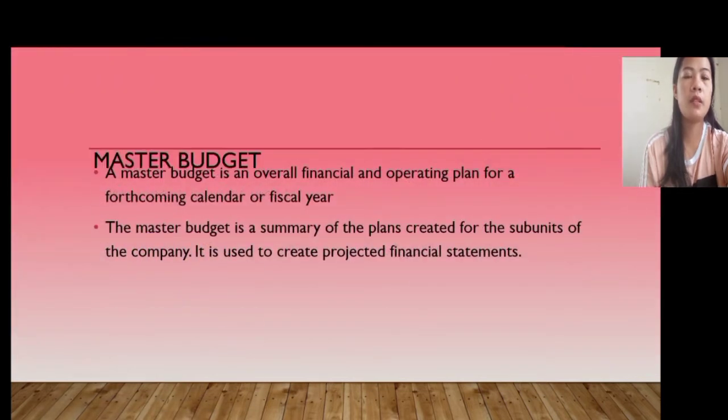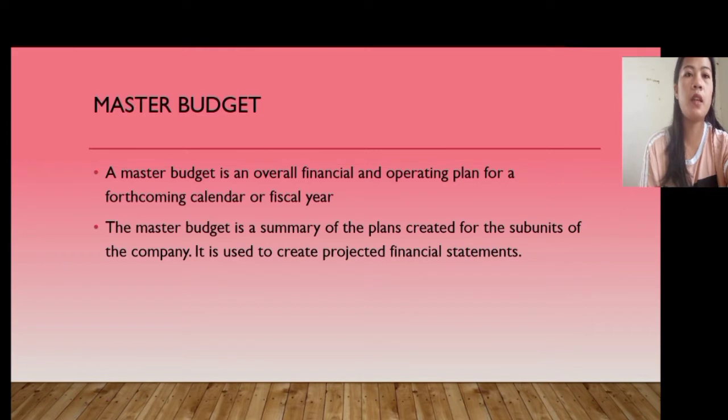Next is the master budget. The master budget is an overall financial and operating plan for a forthcoming calendar or fiscal year. So the master budget is the overall summary of different kinds of budgets, the production budget, the financial budget. All the summary of these plans will be put on the master budget. So it is used to create projected financial statements.